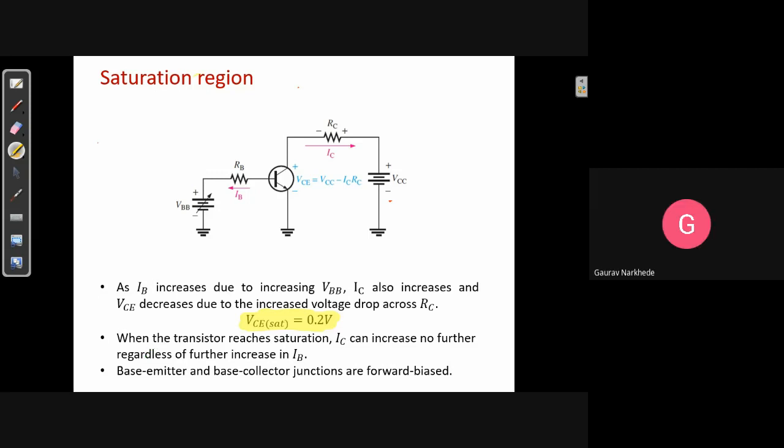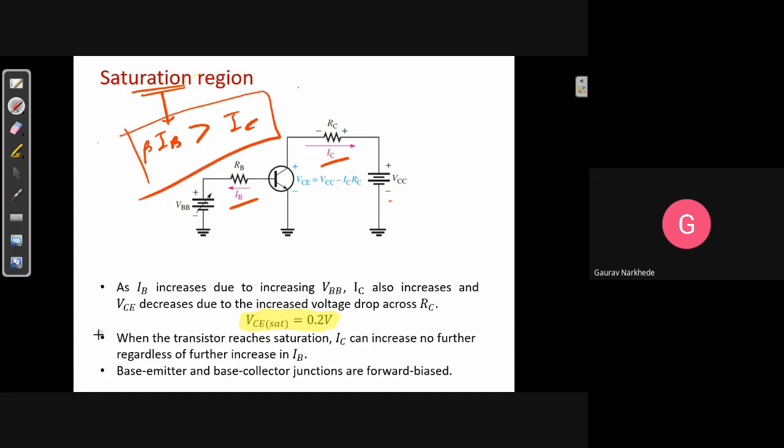Now there is one condition that whenever you calculate, see here, IB is present, IC is present, and you have the equations, right? So the transistor is said to be in the saturation region whenever beta times IB is greater than the calculated IC. So whatever I'm writing, I will explain with the help of an example, right?